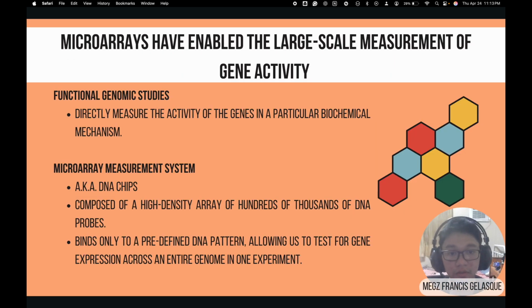Detecting how specific genetic patterns affect disease was difficult, especially when many genes are involved, so they turned to functional genomics and microarrays to make things easier. Functional genomic studies directly measure the activity of the genes in a particular biochemical mechanism. Microarrays, or DNA chips, contain a high-density array of hundreds of thousands of DNA probes. These probes bind to predefined DNA patterns, allowing us to test for gene expression across an entire genome in one experiment.